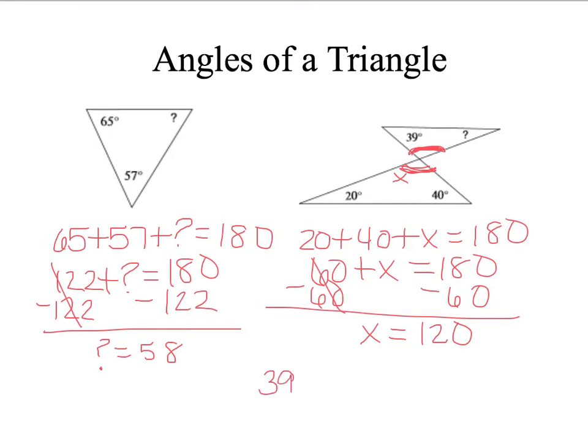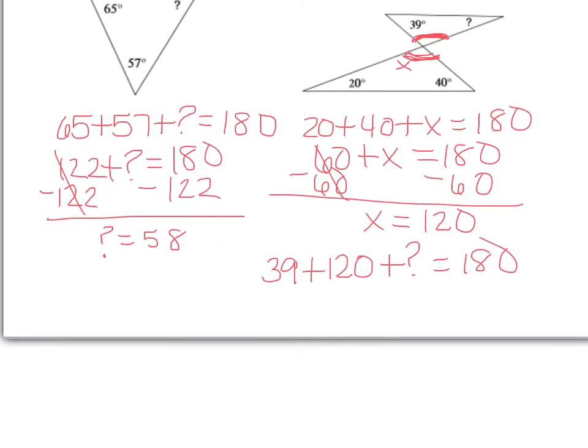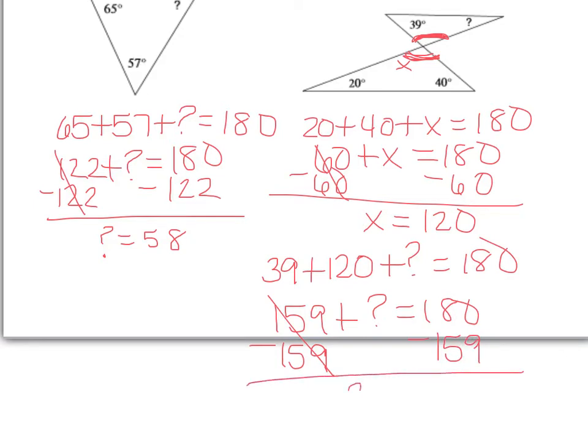So 39 plus 120 plus question mark equals 180. 159 plus question mark equals 180. Subtract 159 from both sides. And so question mark equals 21 degrees.